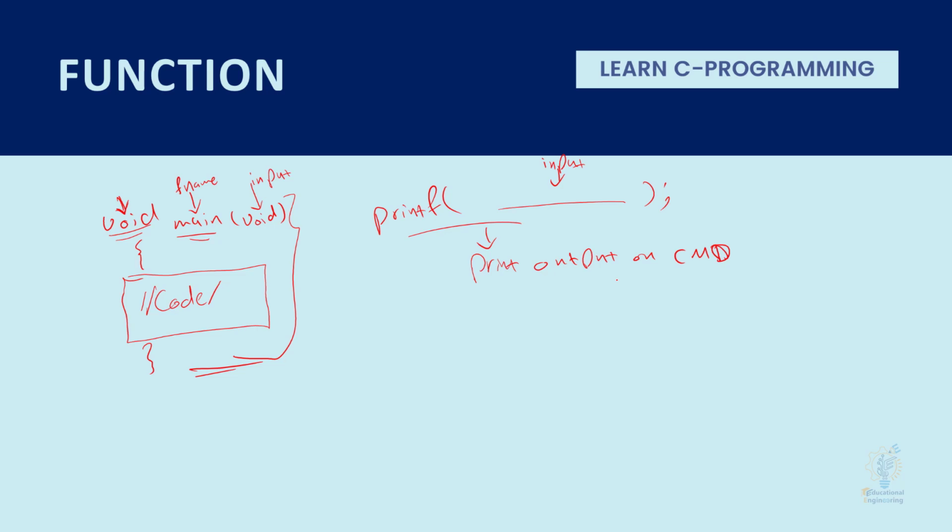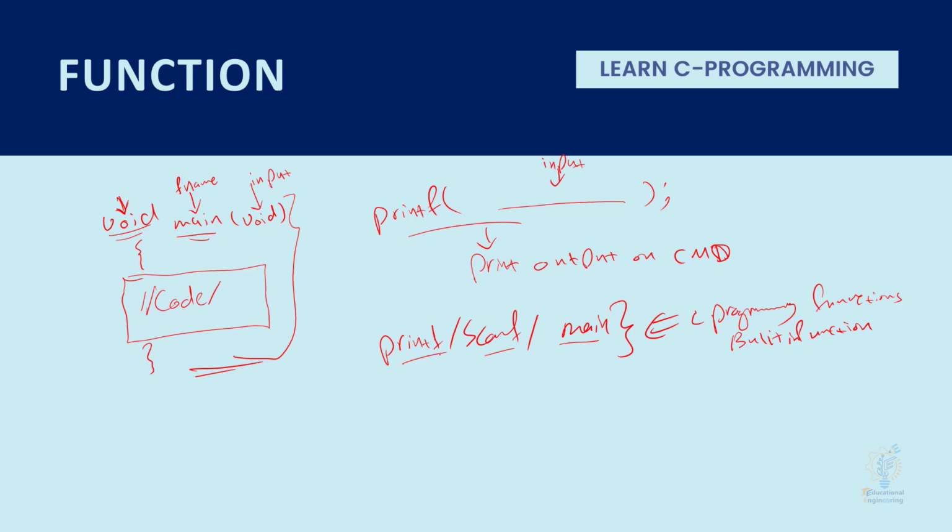Any C project is composed of one function or more, which are basically main, printf, and scanf. Now, printf, scanf, main, all of these are called C programming functions or built-in functions, because we do not create these functions, we only use them, we call them by their name.